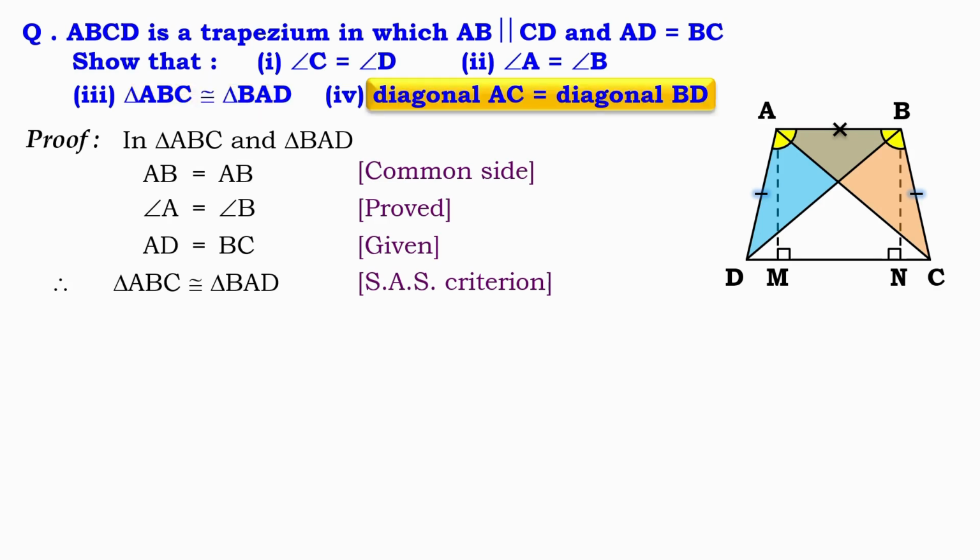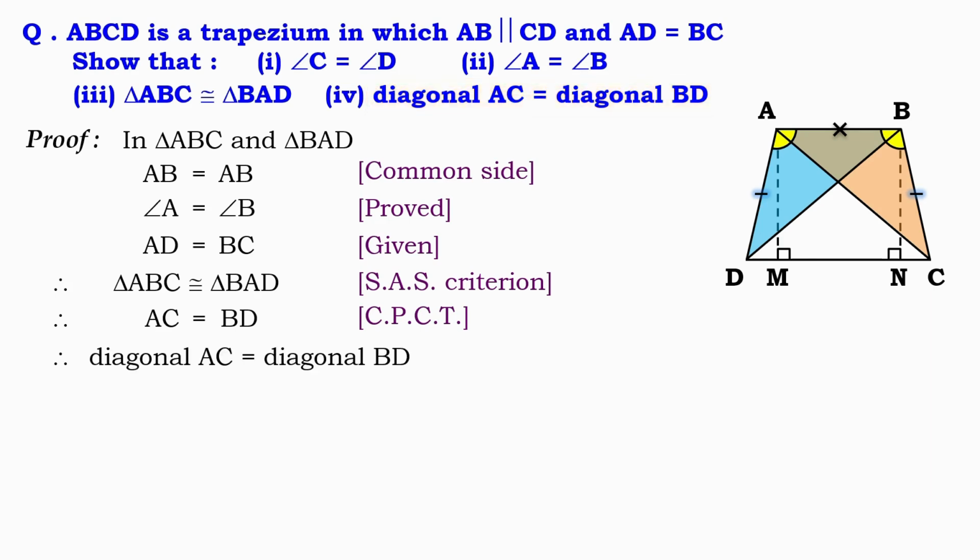Now coming to diagonal AC equals diagonal BD. This we can easily prove by using CPCT, because we have already proved that the triangles are congruent. So by using CPCT we can say that AC equals BD. So part 4 is also proved now. This is diagonal AC equals diagonal BD.